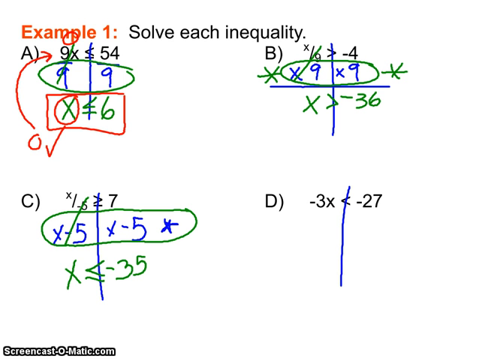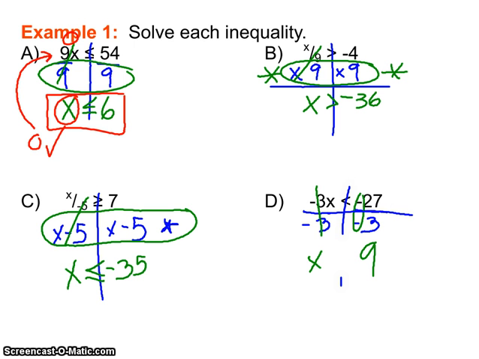And letter D. Our variable's on the left. X is being multiplied by a negative 3, so we have to divide by a negative 3. Our inverse operations cancel out. We're left with x. Negative 27 divided by negative 3. I've got an even number of negatives, therefore my answer is going to be positive 9. Oh, I don't need that equal sign there. So used to doing equations.